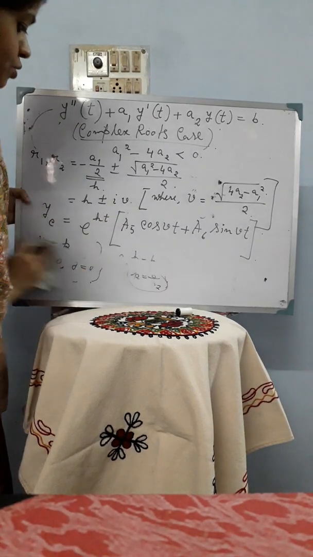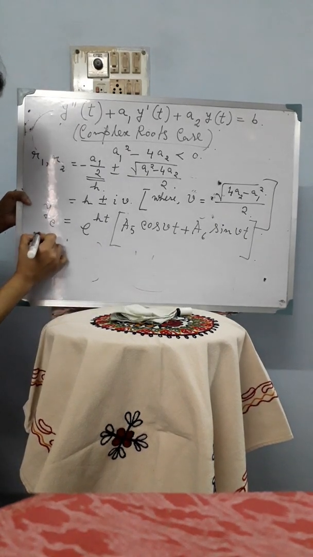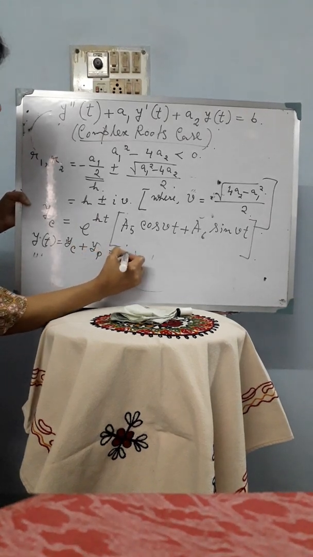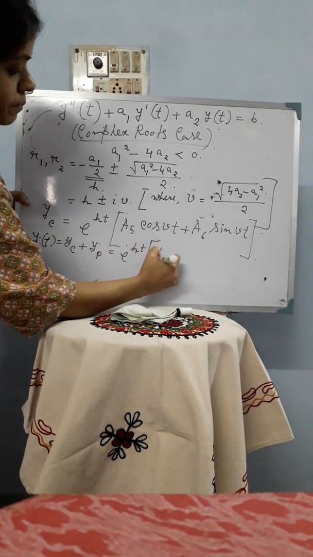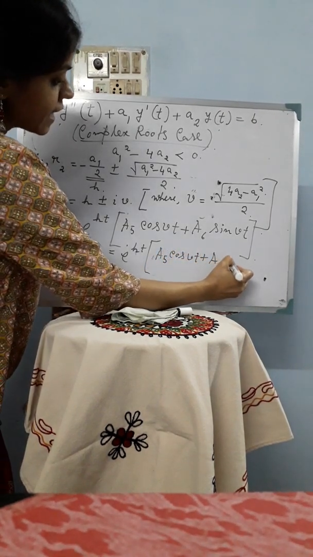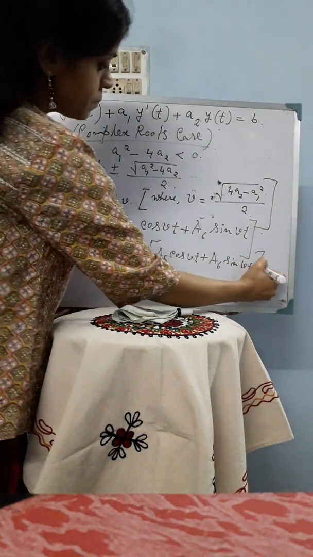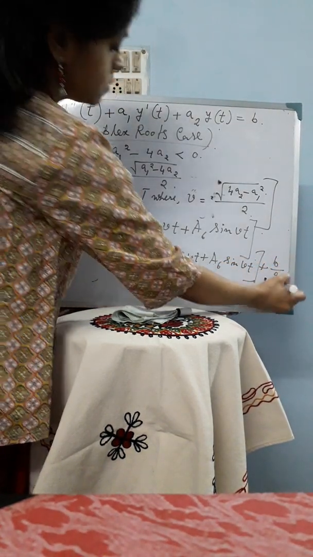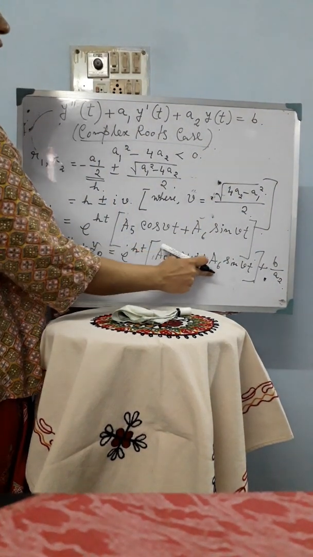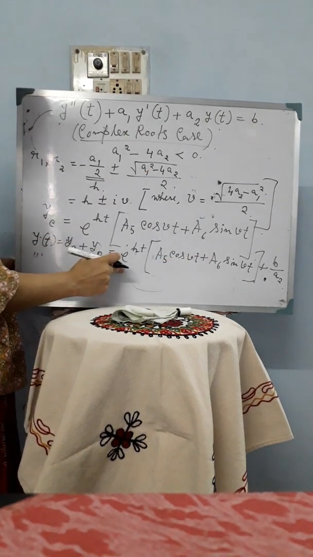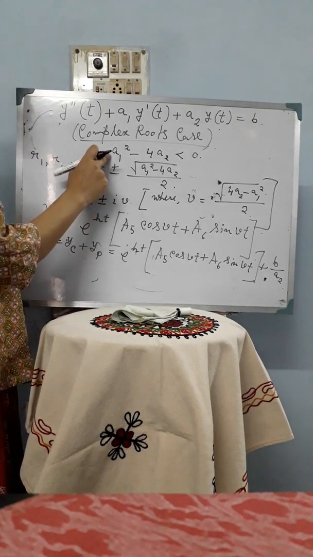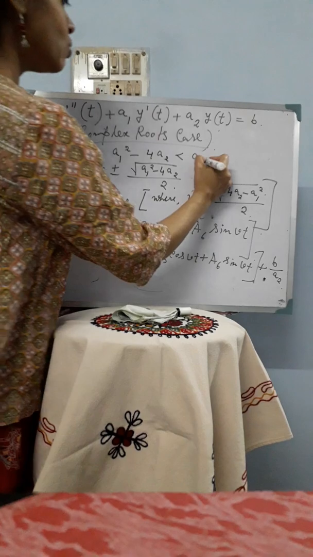So then what is the total solution? The total solution is yc plus yp, so y(t) = yc + yp. Now yc is e^(ht)(a5 cos vt + a6 sin vt), plus b/a2. Now if the initial conditions are given, then we can find out the specific values of a5 and a6. So in case of complex roots, we are considering that the term within the root is less than 0, so a1² - 4a2 is less than 0.